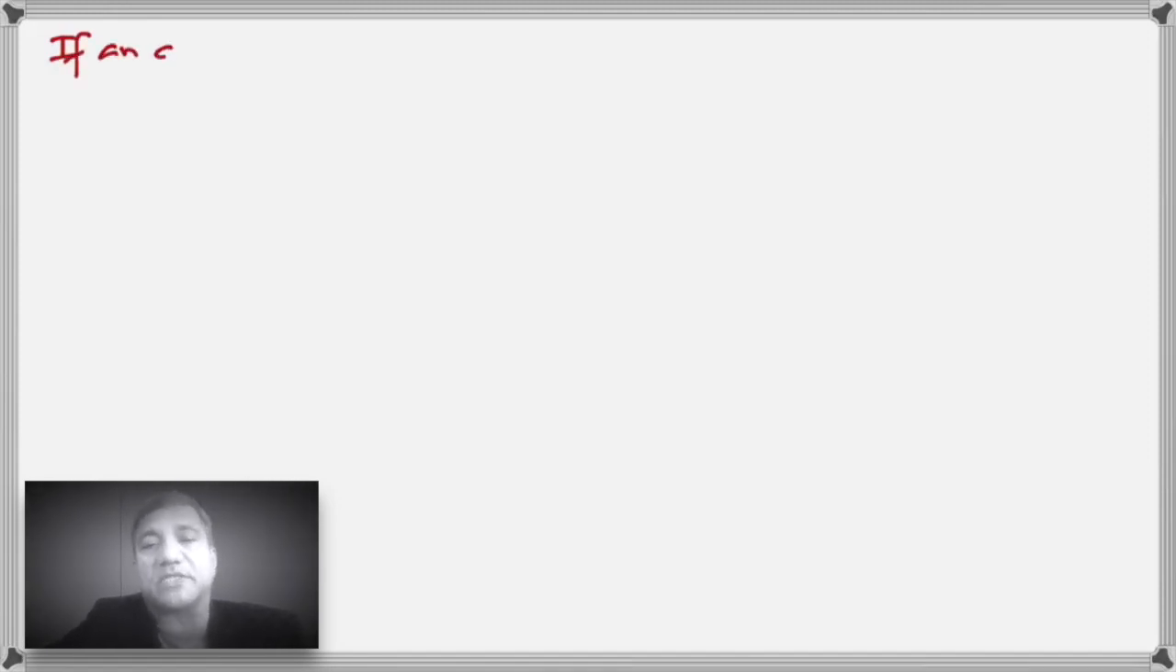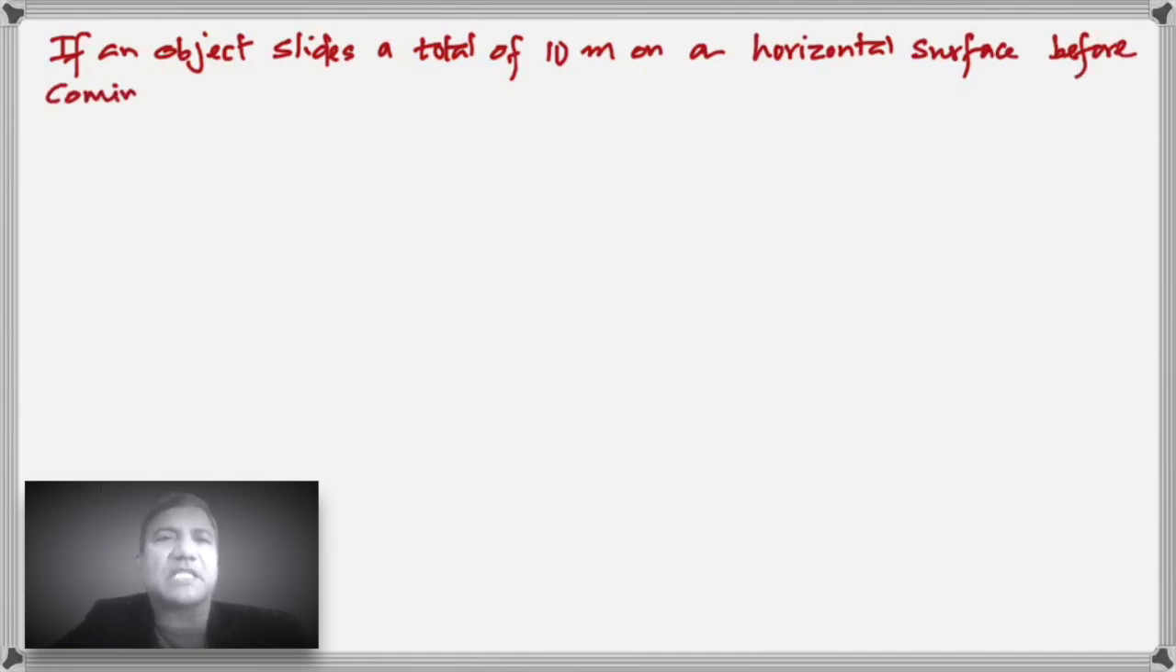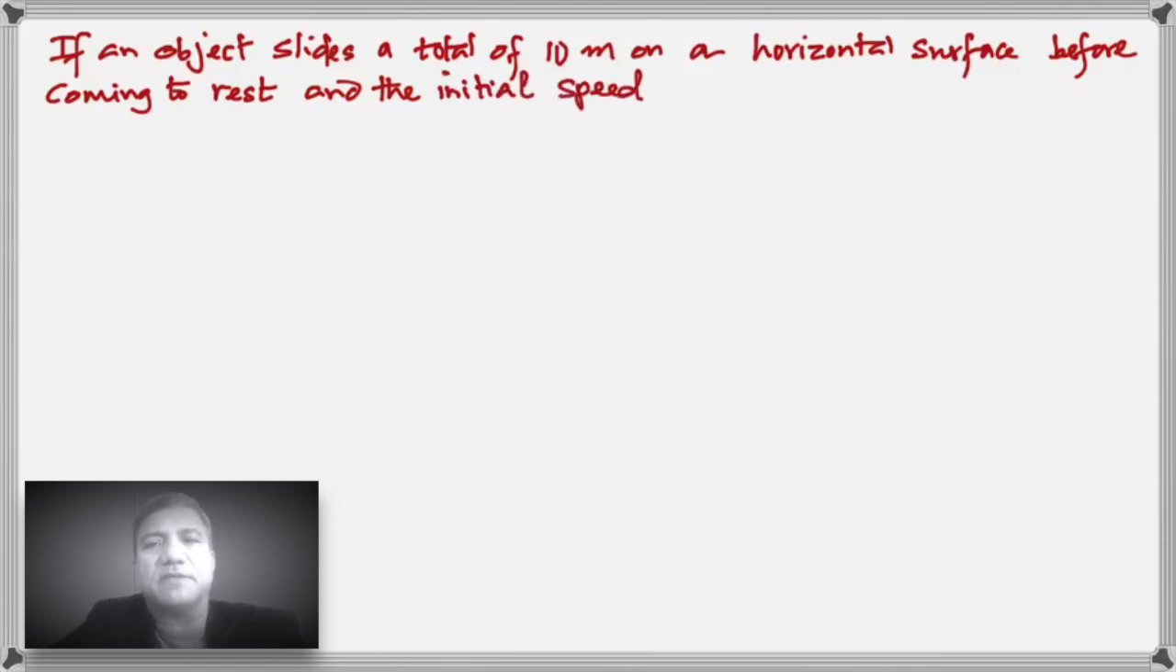Now I'm handwriting the questions here. So here's an object which is sliding down, and it slides, actually it slides a total of 10 meters, and it's on a horizontal surface before it comes to rest. So the object slides 10 meters on a horizontal surface before coming to rest. And the initial velocity or the initial speed is 5 meters per second. Find the coefficient of friction.